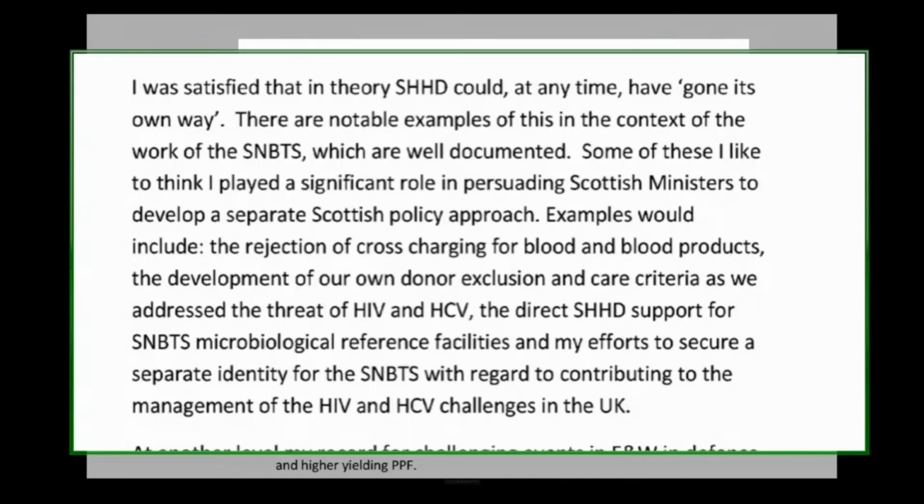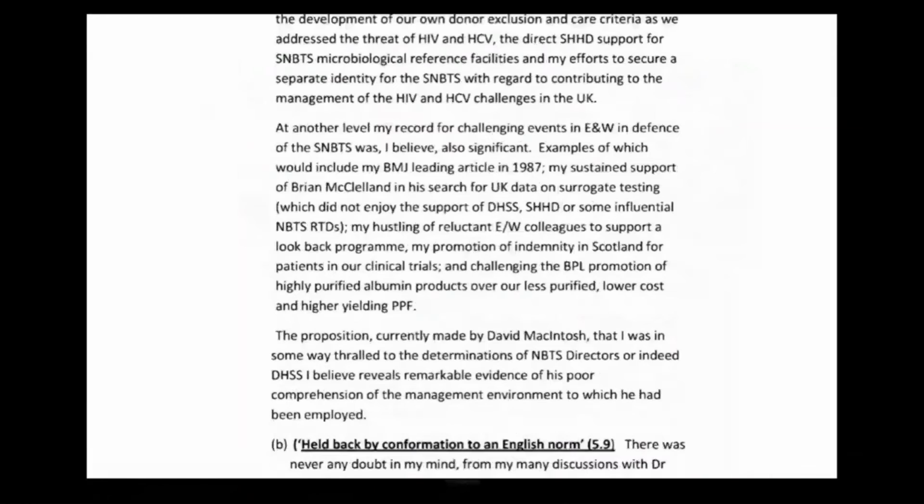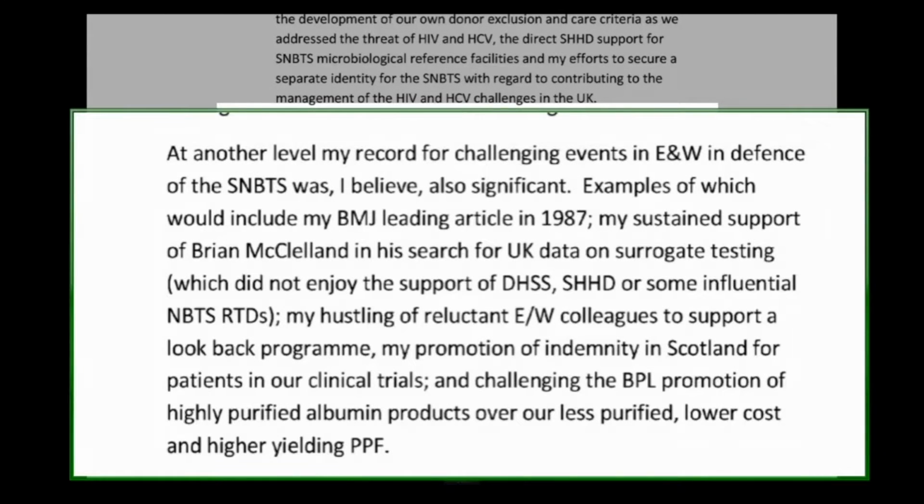Next paragraph, he talks about his own record for challenging events in England and Wales in defence of the SNBTS. Again, I'm not going to read all those aloud, but he sets out a number of issues there. And then if we go to the bottom of the page, we can then see concern about the role of DHSS and SHHD's, as it were, a degree of subservience being described.